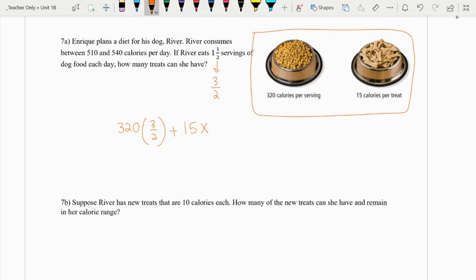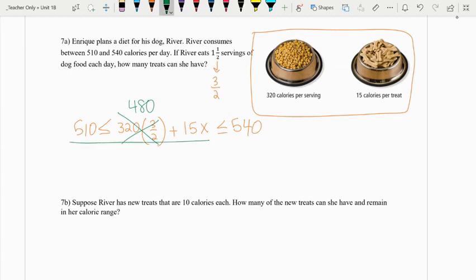Now it needs to be between 510 and 540. So there's the type of inequality that we can put together. Okay, so I'm going to just clean it up before I break it down. 320 times 3 halves ends up giving you 480. You can either do 320 divided by 2, then times 3, or 320 times 3 divided by 2.